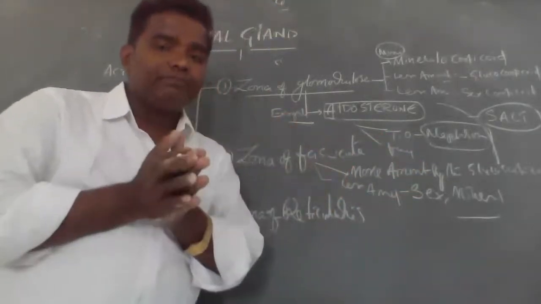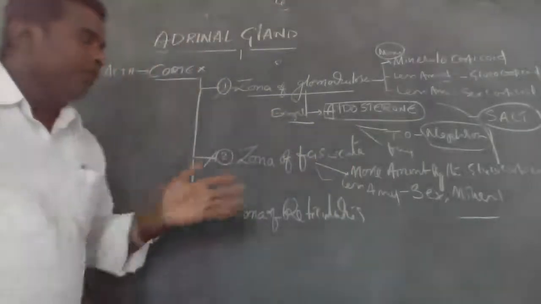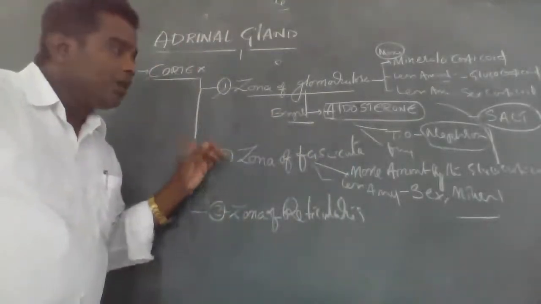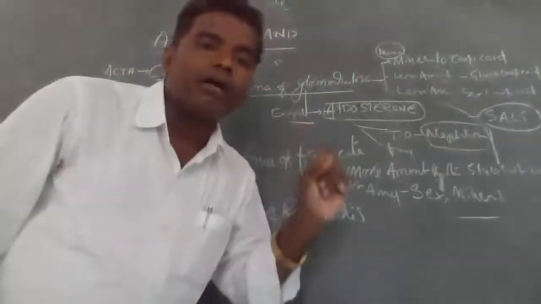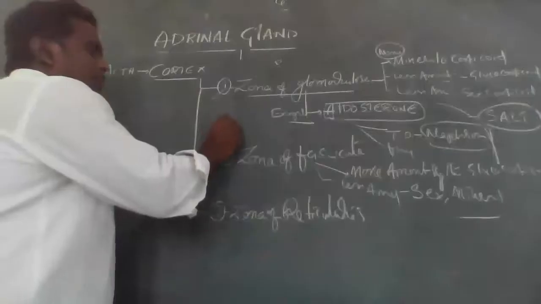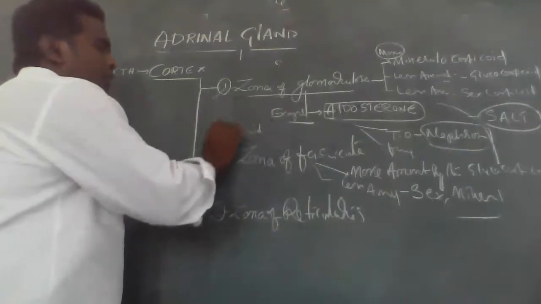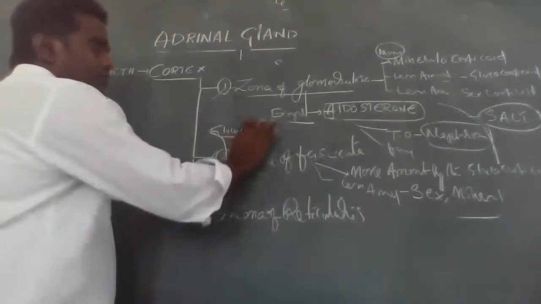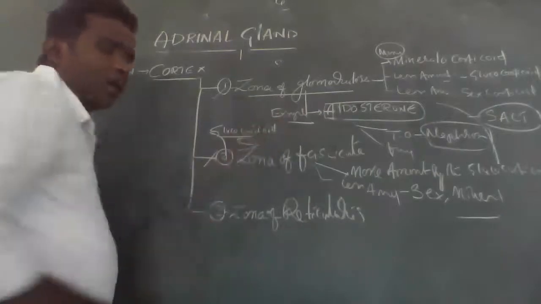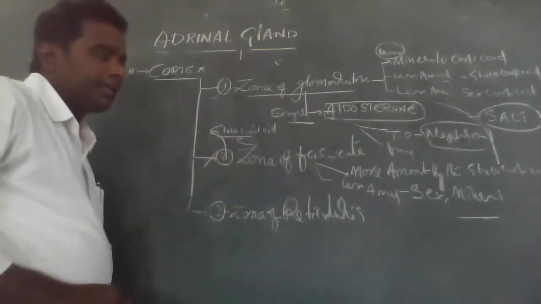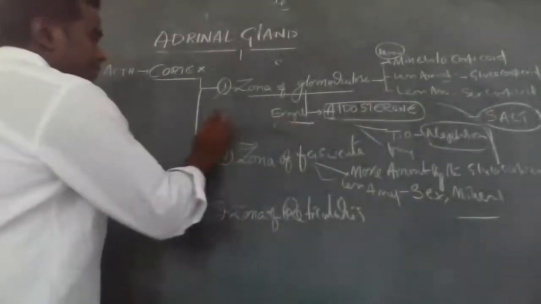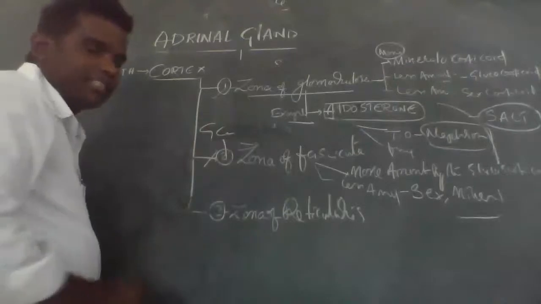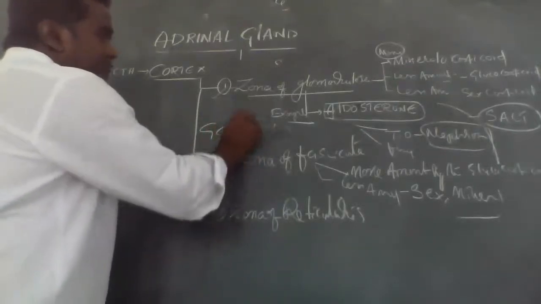That is why this zone is called the glucocorticoid zone. Once more, the zone secretes more amount of glucocorticoids and less amount of sex corticoids and mineralocorticoids. Very important thing. So this zone is called the glucocorticoid zone.